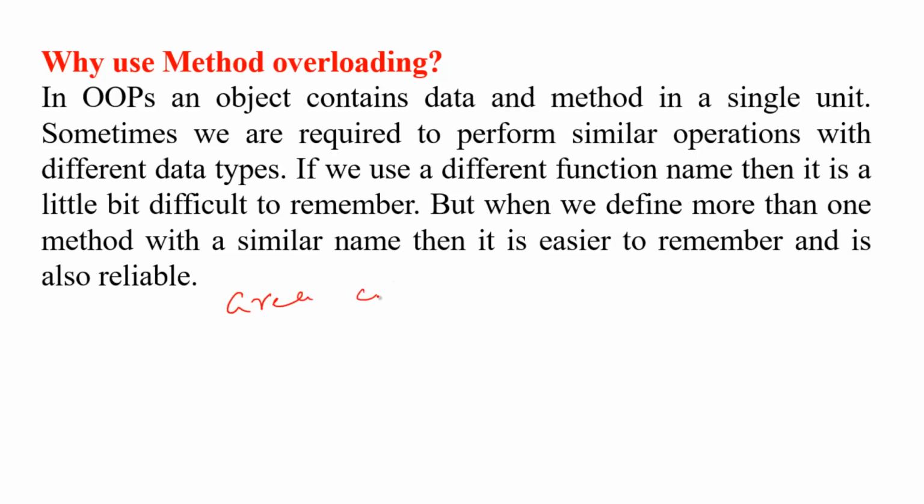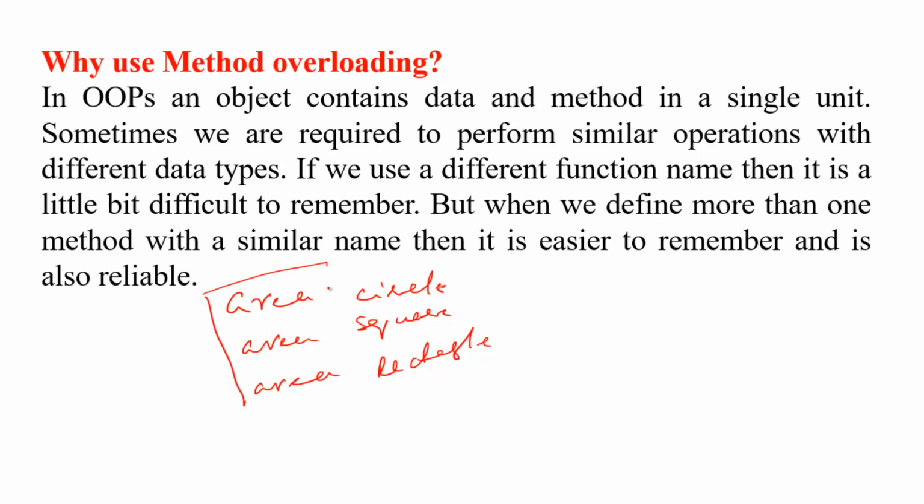So if I want to calculate the area of a circle, and the area of a square, or the area of a rectangle, you see all this is common. So instead of writing area of circle, area of square, area of rectangle, we define the method name as area, and the data types that are passed must not be the same in each and every method. So we will see this in an example.